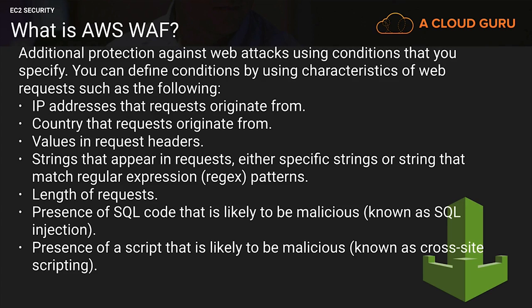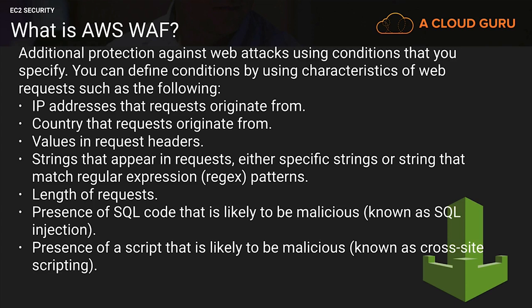In terms of what it protects you against, a whole bunch of different things. You can define conditions by using characteristics of web requests such as the following. You can do it by IP address. You can do it by country that the requests originate from. You can do it in terms of the values in the request header. You could do it in terms of strings that appear in the request, like I was saying, query string parameters. You can do it based on the length of the request, like how big is this request. I don't want to send too much information. Maybe they're trying to pull down really, really big files, and I don't want people to do that.